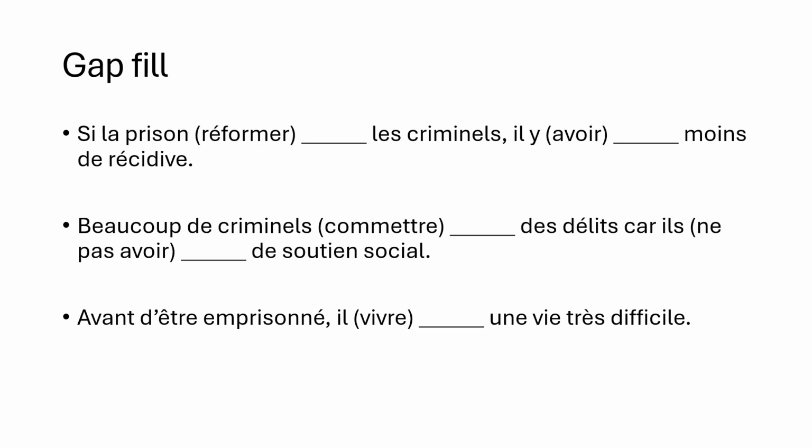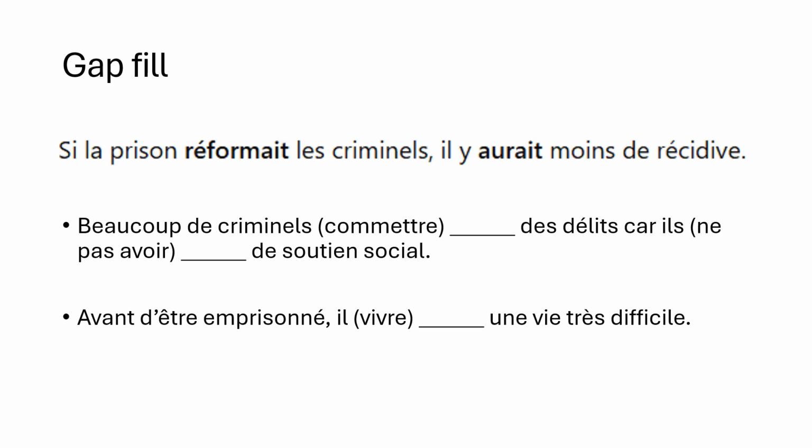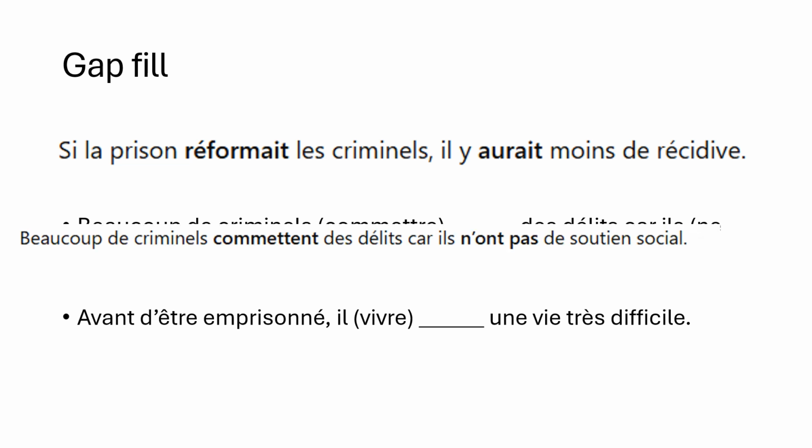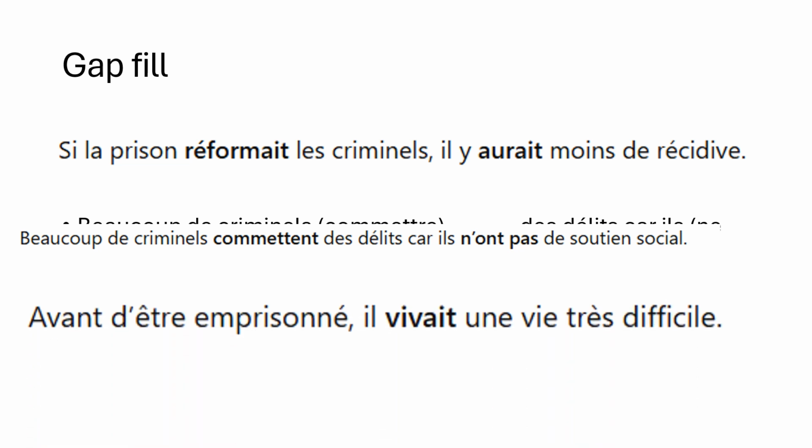This slide has 3 sentences for you to fill in the gaps, so please give the video a pause and I'll show the corrected answers after. The first one is si la prison réformait les criminels, il y aurait moins de récidives. The second one, beaucoup de criminels commettent des délits car ils n'ont pas de soutien social. And the last one, avant d'être emprisonné, il vivait une vie très difficile.